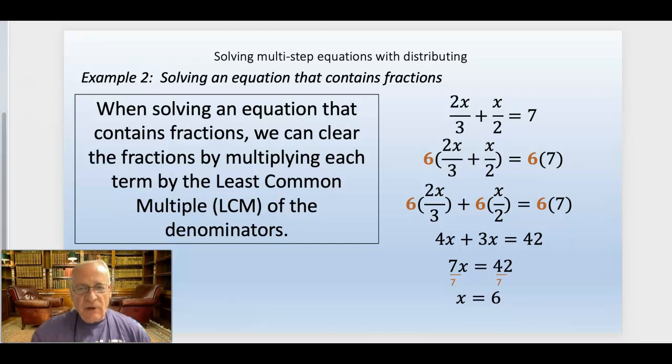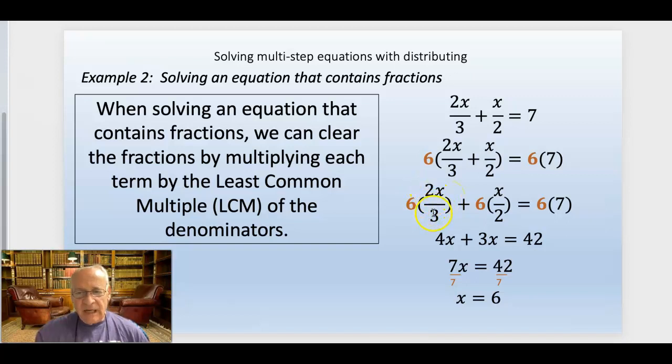Now, when solving an equation, sometimes they contain fractions. What you do is you get rid of the fractions by multiplying each term by the least common multiple of the denominators. As an example, here you have a 3 in the denominator and a 2 in the denominator. We're adding these two fractions together. Just multiply everything times 6. That gets rid of the fraction.